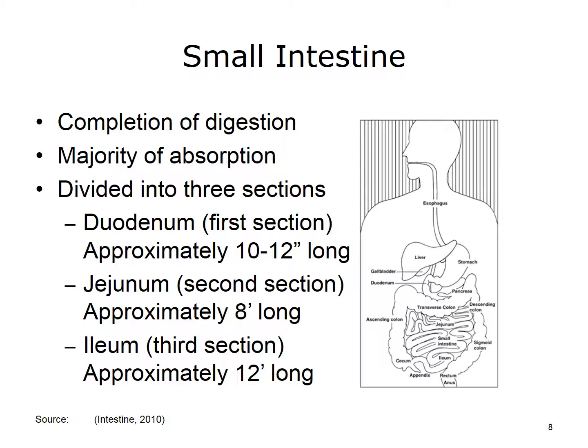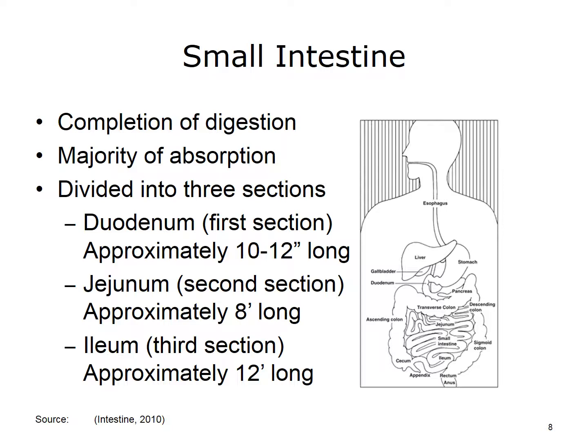After an hour or so, the chyme leaves the stomach and enters the small intestine, or small bowel. The small intestine is where digestion is completed, and the majority of nutrient absorption occurs. The small intestine is divided into three sections: the duodenum, the jejunum, and the ileum. The duodenum is the first section. It is about 10 to 12 inches long. It is shaped like a C and begins at the stomach and ends at the jejunum.